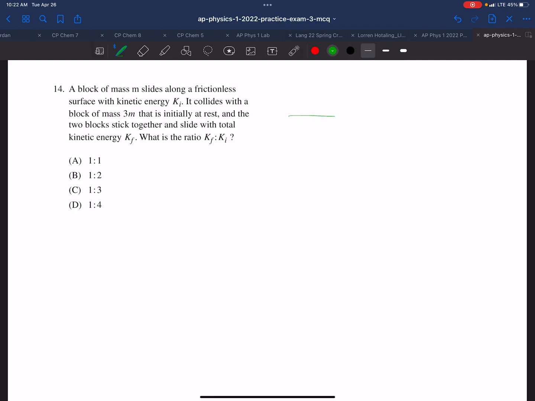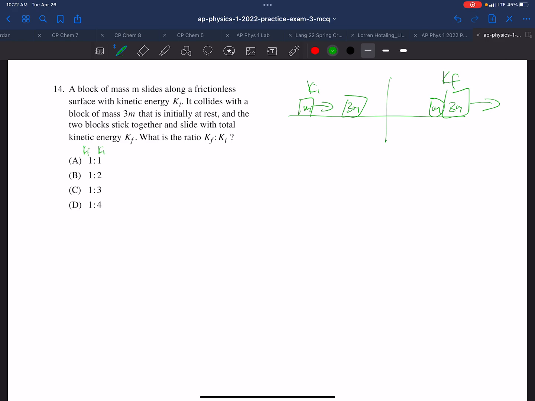In this question, we have a block moving along, mass m. It has some initial kinetic energy, which they're calling Ki. The two collide, they stick together and slide off together. And this is what they're calling Kf. And so they're looking for the ratio of Kf to Ki, the final to the initial.